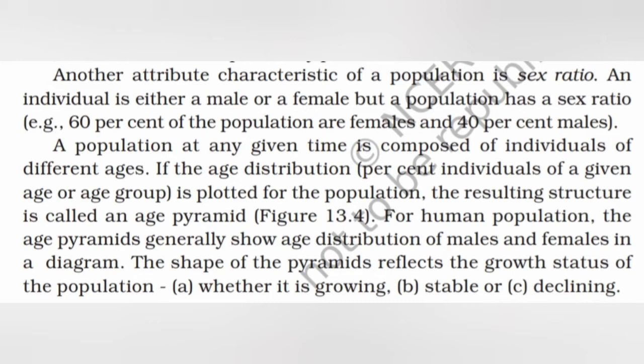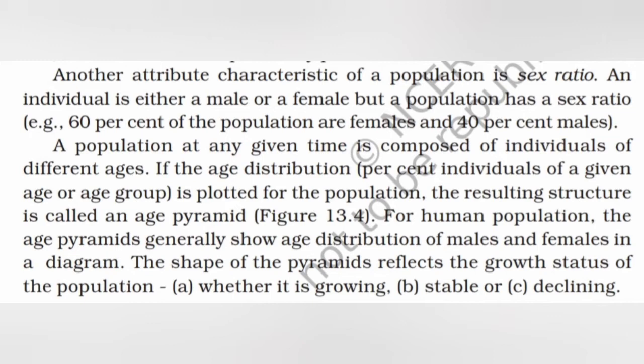Another attribute characteristic of a population is sex ratio. An individual is either a male or a female, but a population has a sex ratio. Example, 60% of the population are female and 40% are male. That means 60 in 100 are females and 40 in 100 are males.